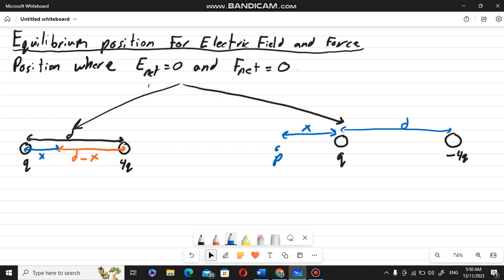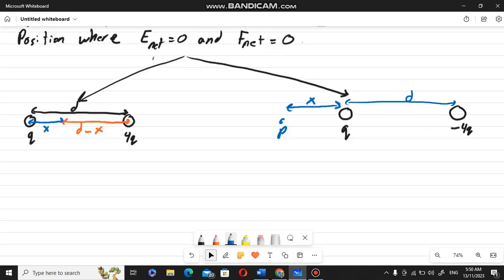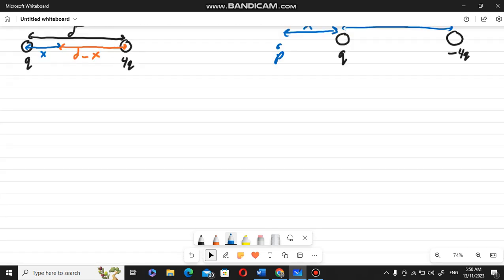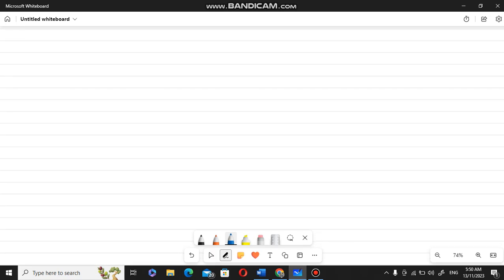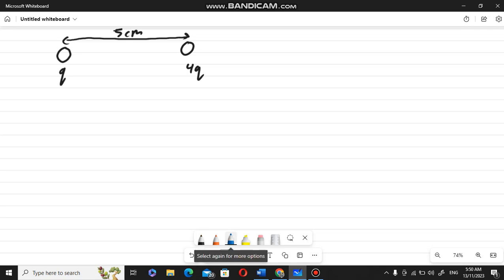Let's do two examples to find the equilibrium position. So I'll take this example, I'll just add some values into it. So let's say that this is again Q, this is 4Q, and they're separated by a distance of 5 centimeters. We're looking now for the equilibrium position. So now we call this distance X, and this distance we can call 5 centimeters minus X. I'll solve it in centimeters, then I'll change my answer to meters if I need to.